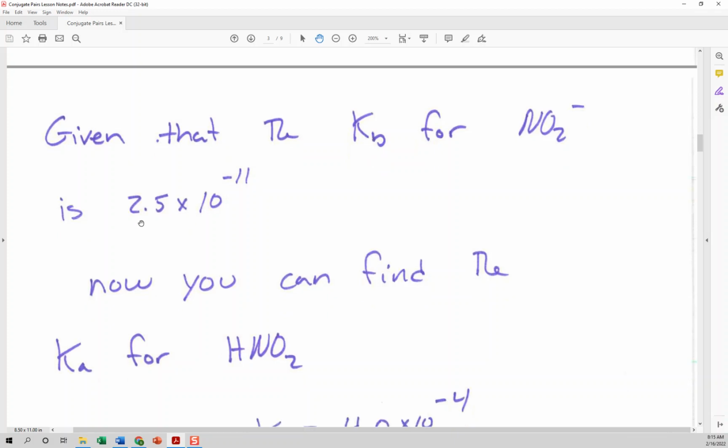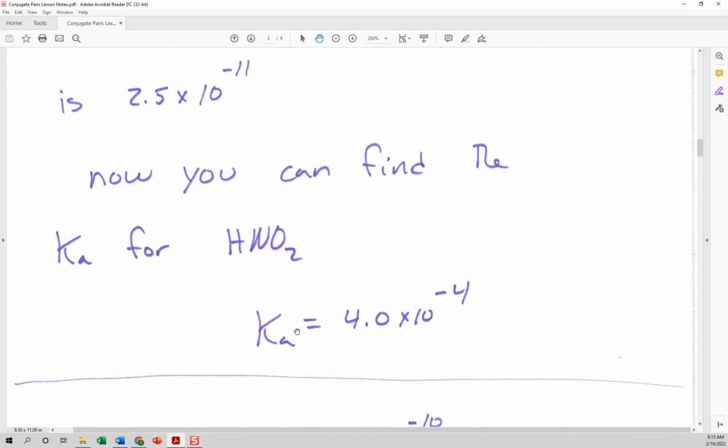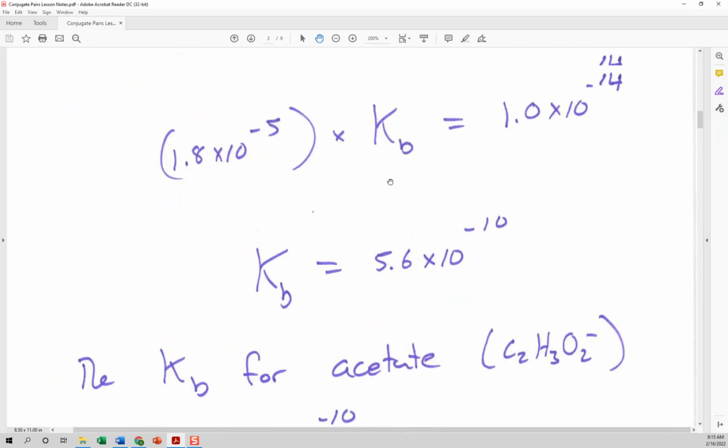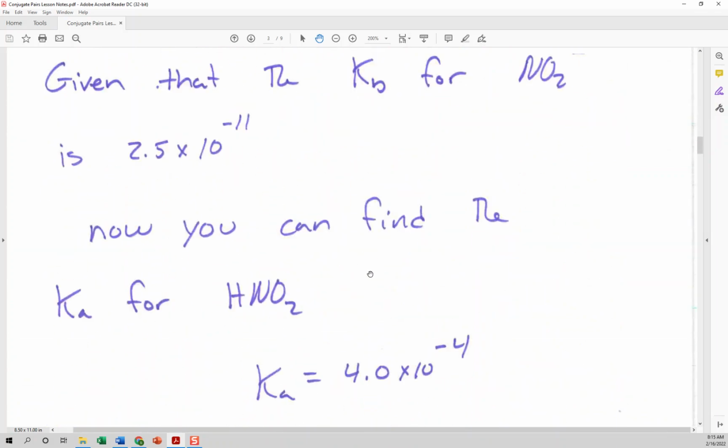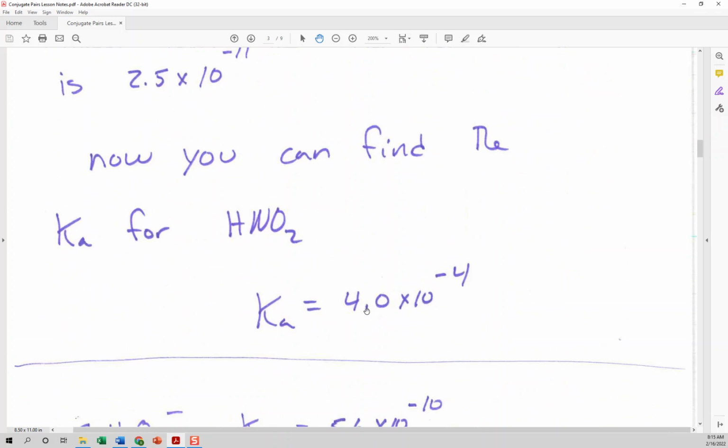But that means we can also use the Ka times Kb equals Kw equation to figure out the Ka for nitrite's conjugate acid, which is HNO2. So we plug it into that equation, right? We plug in the Kb given to us. Kw divided by Kb will give me Ka. And so I get the Ka for the nitrous acid, HNO2.